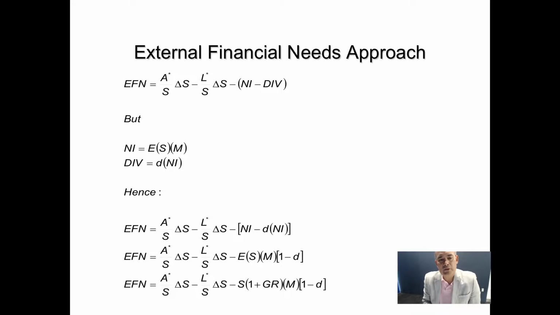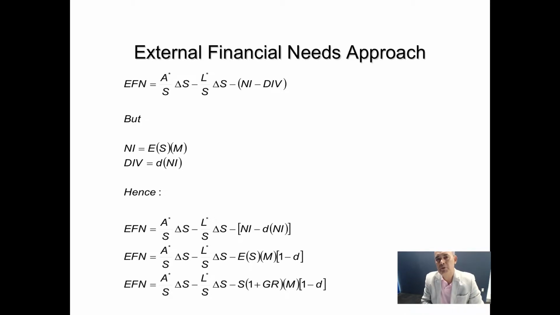The first method to estimate the external financial needs is the following one. We need to understand that the balance sheet of a company can be divided into two different types of accounts. The first one is the spontaneous accounts, and the second one is the non-spontaneous accounts. We represent the spontaneous accounts with an asterisk in the upper part of the letter, meaning that it's spontaneous.